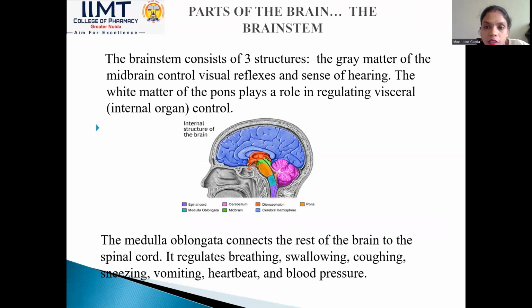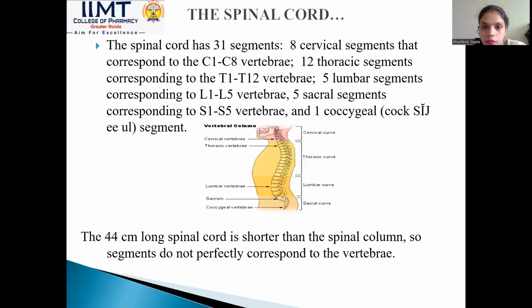Brainstem consists of three structures. The gray matter of the midbrain controls visual reflexes and sense of hearing. The white matter of the pons plays a role in regulating visceral organs. Now the last one, the third, medulla oblongata. It connects the rest of the brain to the spinal cord, and it regulates breathing, swallowing, coughing, sneezing, vomiting, heartbeat, and blood pressure.